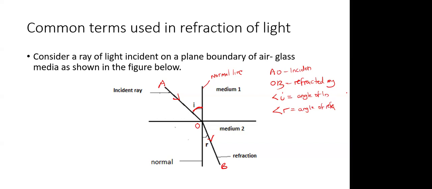The angle of refraction. Now, what is important? You need to know, because sometimes they can even trick you and ask, what do you mean by the angle of incidence? The angle of incidence is that angle between the incident ray and the normal line.